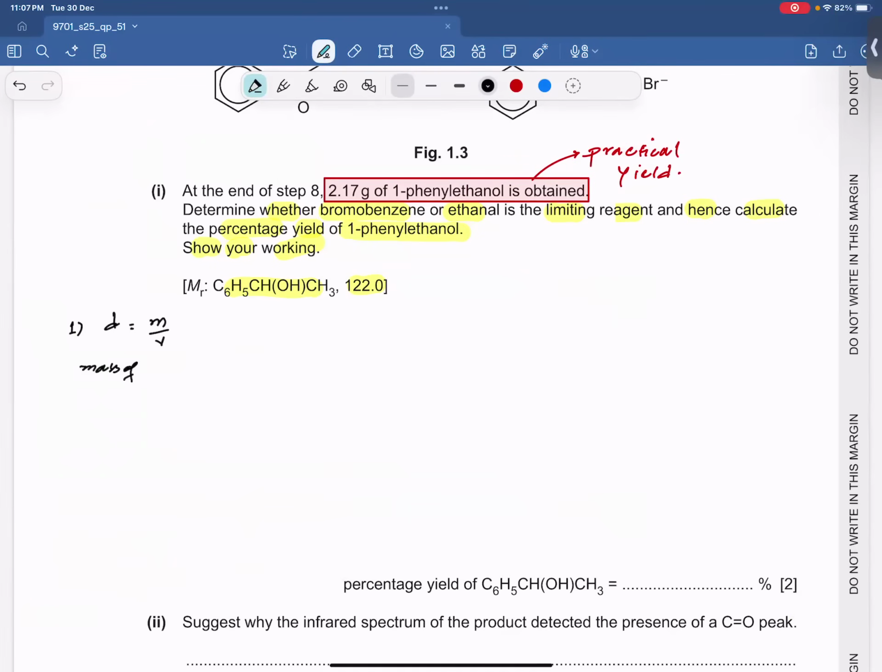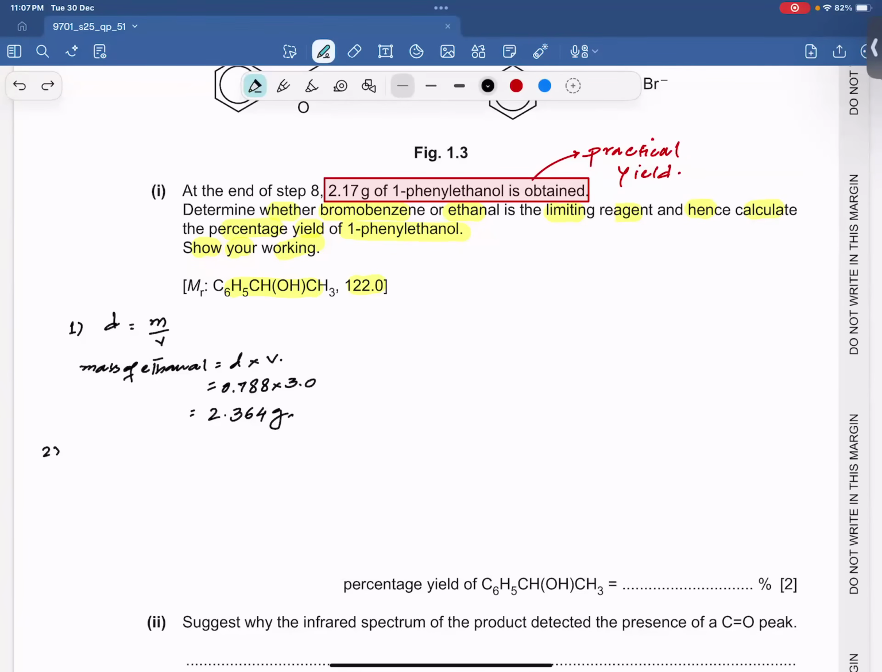So the mass of ethanol is density times volume. Density is 0.788 and volume is 3.0 cm cubed. So the mass of ethanol is going to be 2.364 gram.